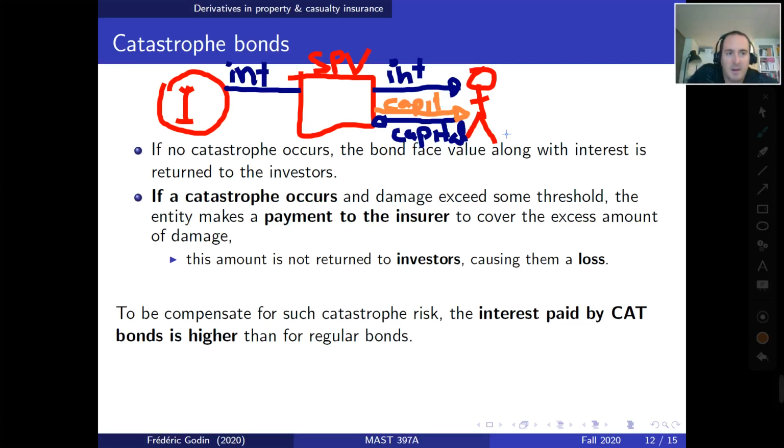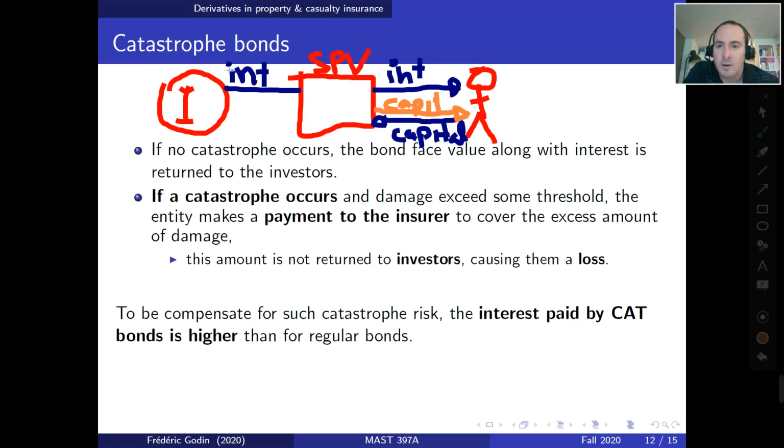So then, if there's no damage or no catastrophic outcome, then the investor will be happy because they lent capital and they received interest rate payments along with the capital a few years later. So this behaves exactly like a regular bond deal for the investor. You give capital, you receive interest payments, and then your capital back.